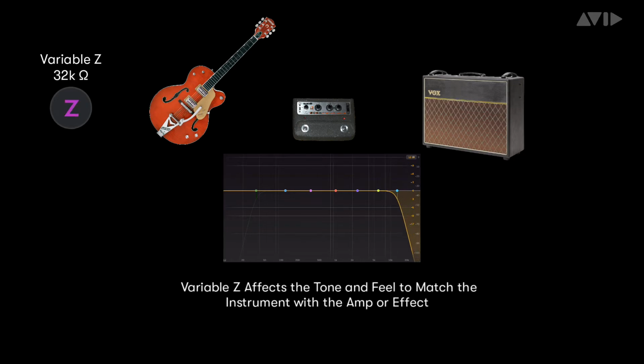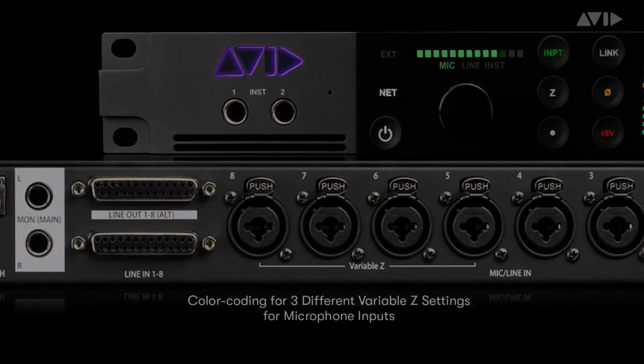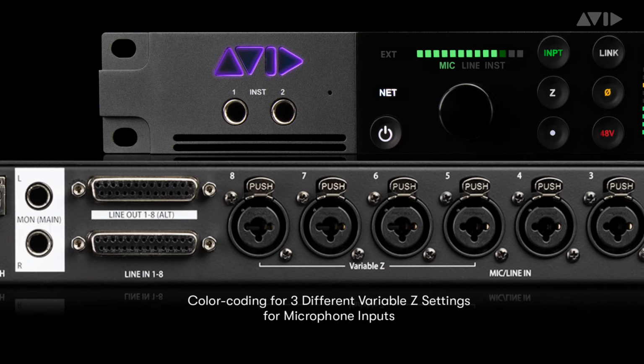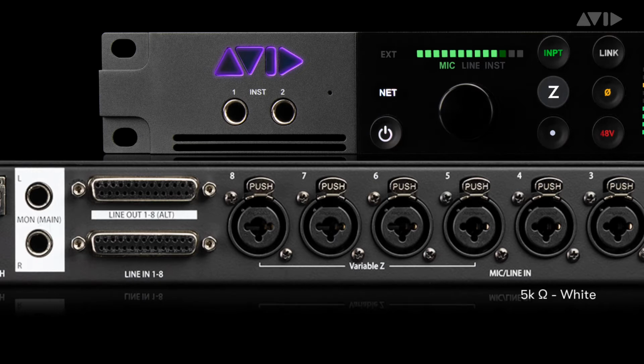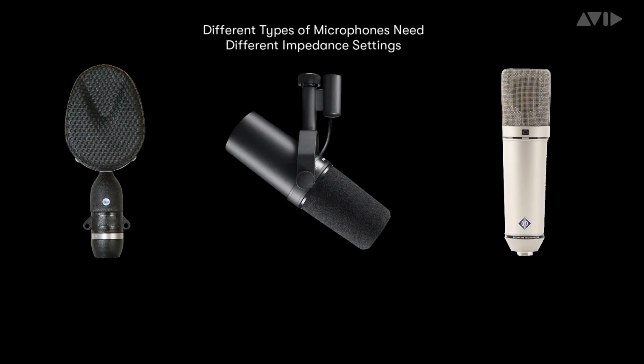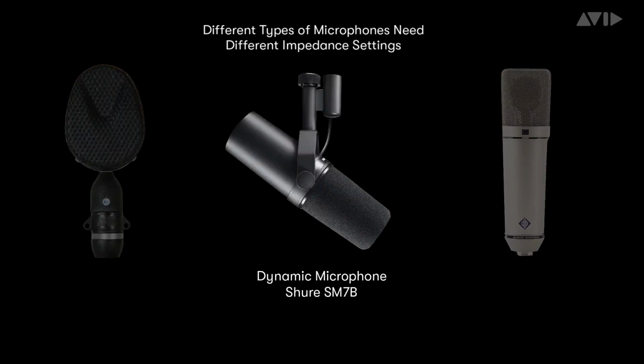As a guide, the tones at higher settings are brighter with a little more level, and get progressively darker at the lower value settings. The rear panel 5 to 8 mic inputs have 3 different settings that are color-coded and switchable from the Carbon 8 front panel. These are 5 kiloohms white, 50 kiloohms cyan, and 1 kiloohm fuchsia. This is particularly useful when switching between different types of microphones such as ribbon, dynamic, or condenser.